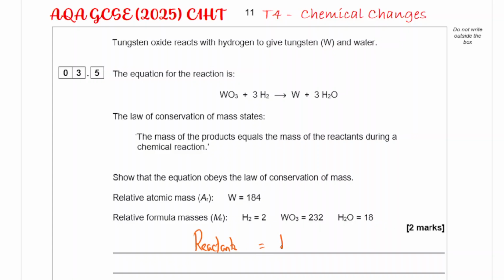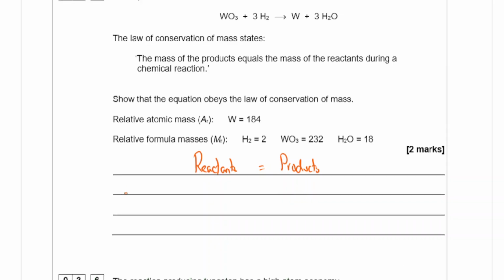So let's start with reactants. Reactants should be equal to the products. We're talking about the mass. So what are the reactants? WO3. They've already given us, done half the calculation. So 232 plus the molecule of hydrogen is 2, because there's 3 of them here, so that will be 6. So that is 238 grams.